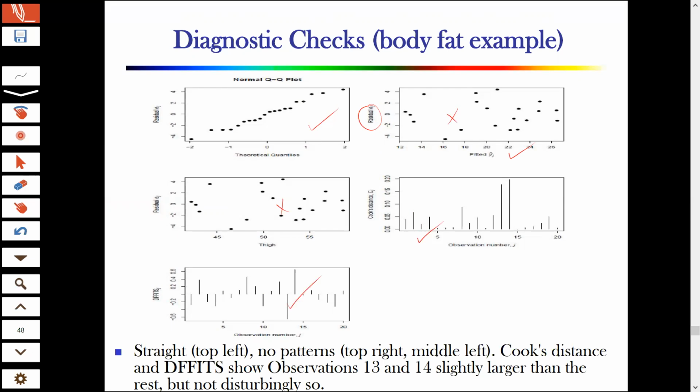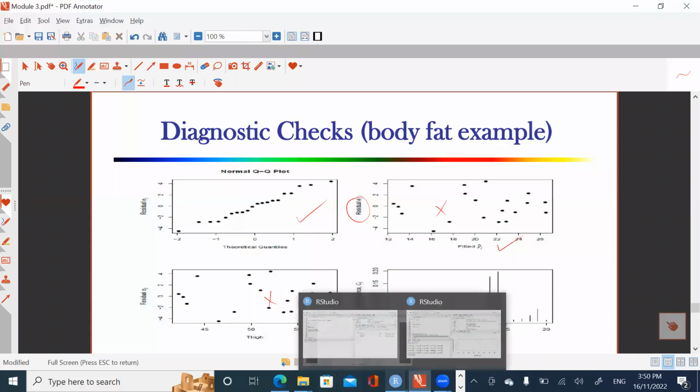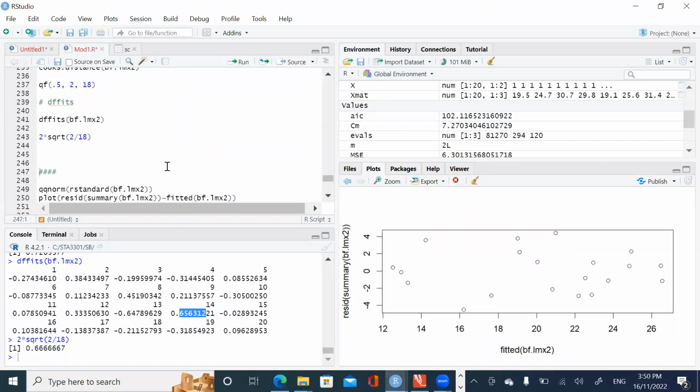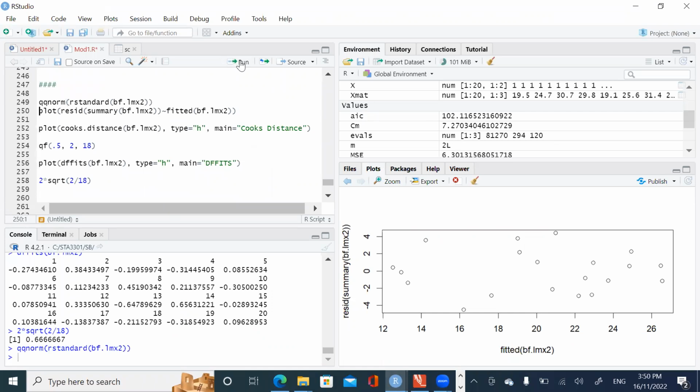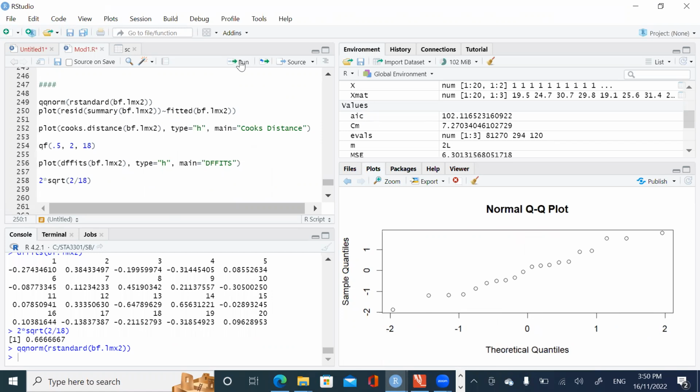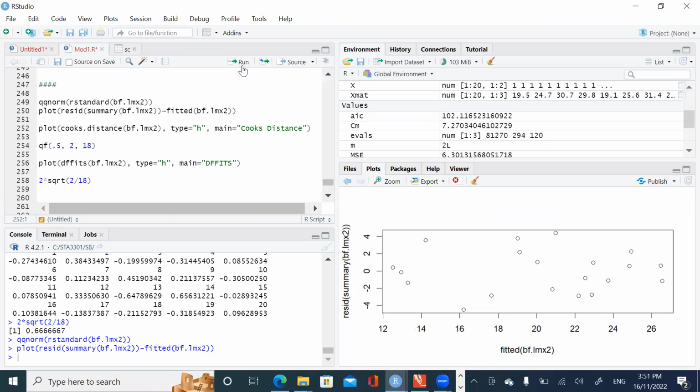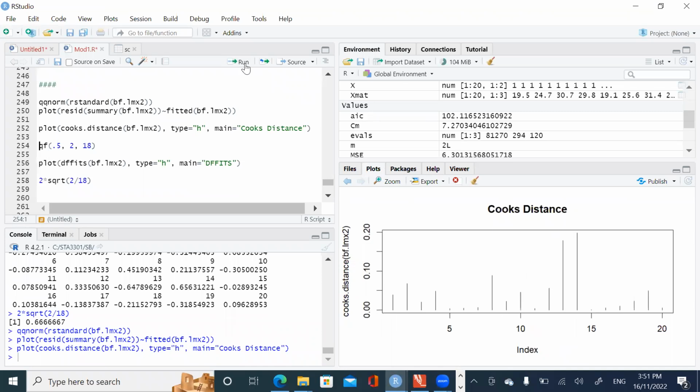So let's say I have that program in R, so I can show you. Look at here. This is my QQ plot. This is the residual versus fitted value y hat. So it's completely random. And this is the plot of Cook's distance. So maybe these two observations, 13 and 14, may be outliers.